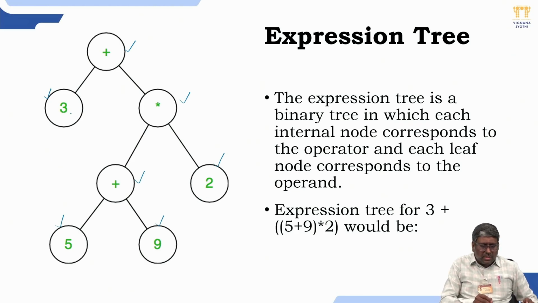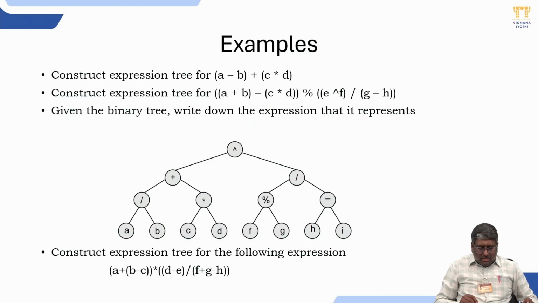The leaf nodes are either numerical values, or in some cases alphabetic values, like A, B, C, etc. This type of tree is called an expression tree. This one is the example for 3 plus 5 plus 9 into 2. These are some examples of expression trees.